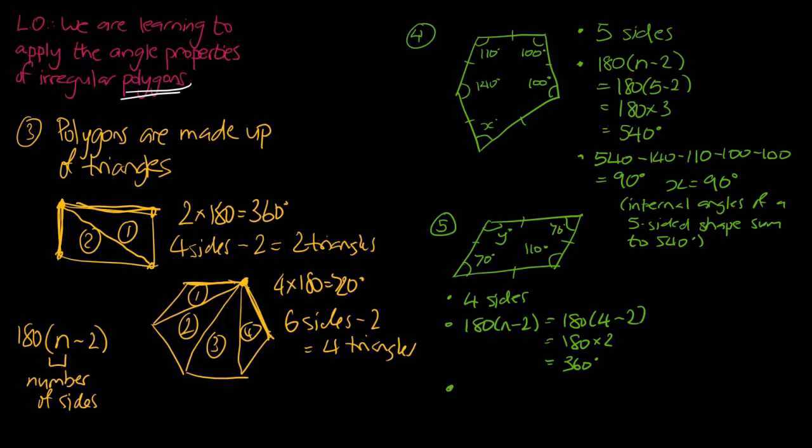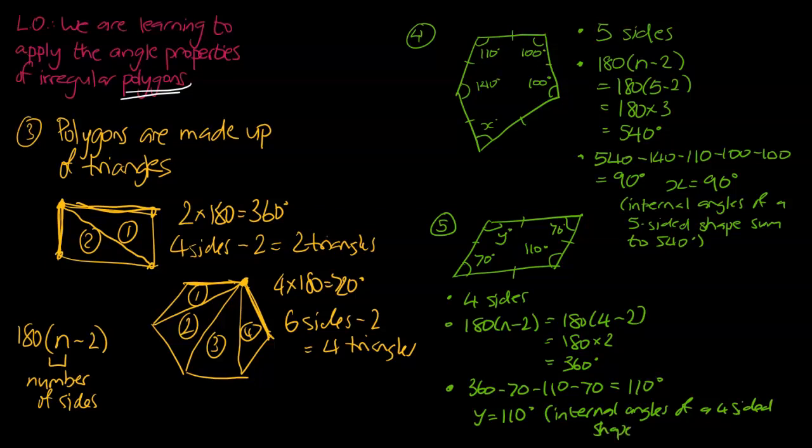I'm now going to calculate what y is equal to. So I'm going to go 360 minus 70 minus 110 minus 70. Once I've done that, that leaves me with 110 degrees. So I know y is going to be equal to 110 degrees, and my angle reasoning: internal angles of a 4-sided shape sum to 360 degrees. So getting fairly complicated, but hopefully you can see those 3 steps coming up. How many sides do you have? What's the total of the angles? And then you can go ahead and calculate that angle.